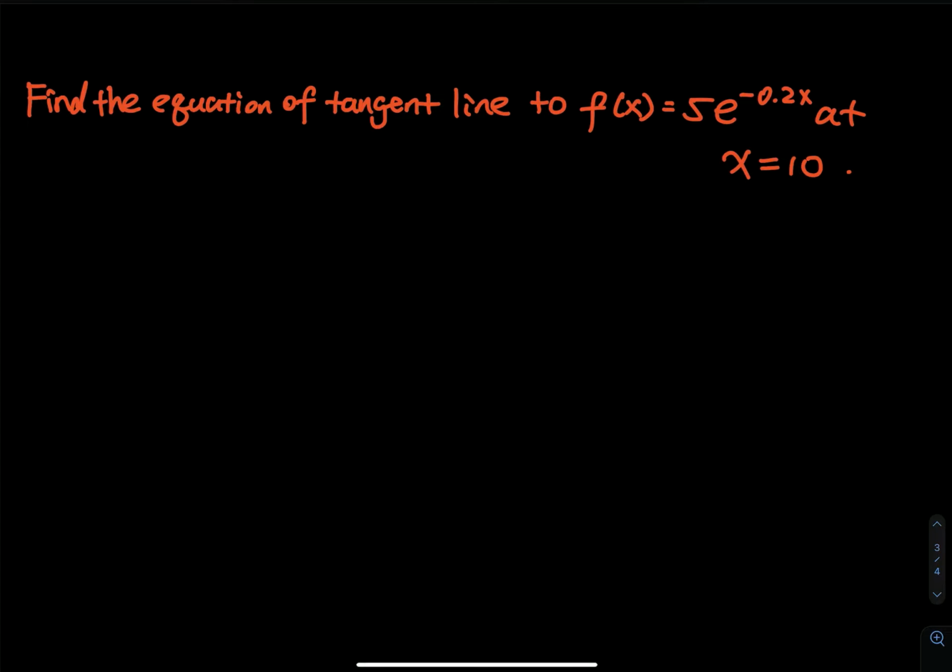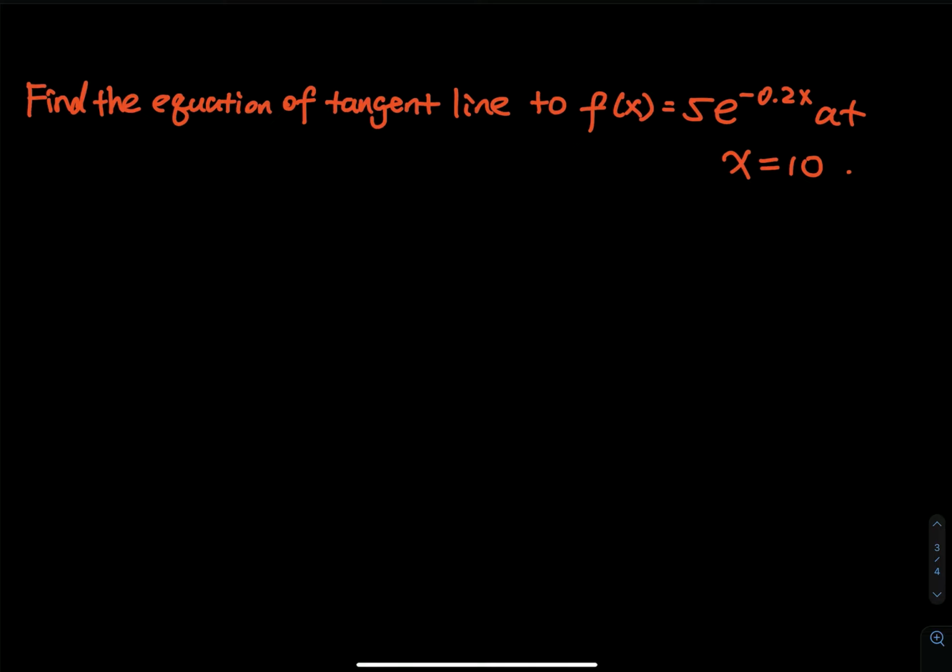Find the equation of the tangent line to f of x equals pi times e to the negative 0.2x at x equals 10. The first step is we have a curve, right? So we have a curve when x is equal to 10. There is a point on the curve. The first step is you have to tell me what the xy coordinate is at this point.